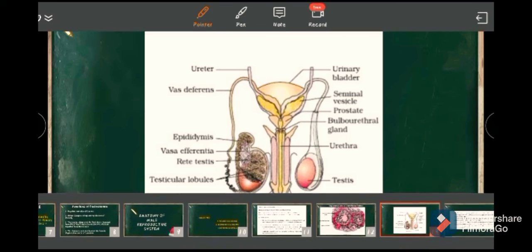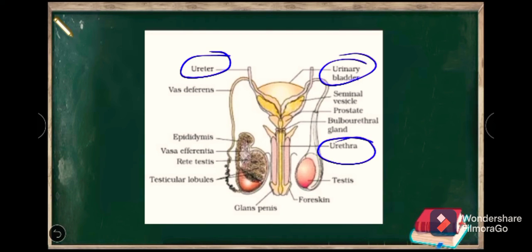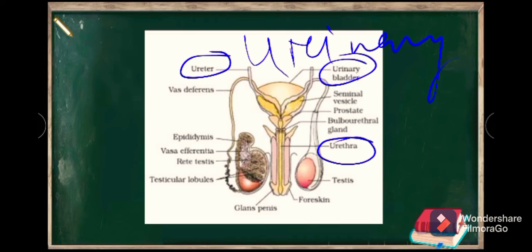Is it clear? So if you want to mark it, the ureter, urinary bladder and urethra belong to the urinary system. These are the parts of the urinary system. Okay, and other parts which you have already seen in our earlier classes, that is your vas deferens, then seminal vesicle, prostate gland, bulbourethral gland. This bulbourethral gland we will be discussing in today's class. Okay, seminal vesicle, prostate, then epididymis, vasa efferentia, rete testis, all these belong to the reproductive system.